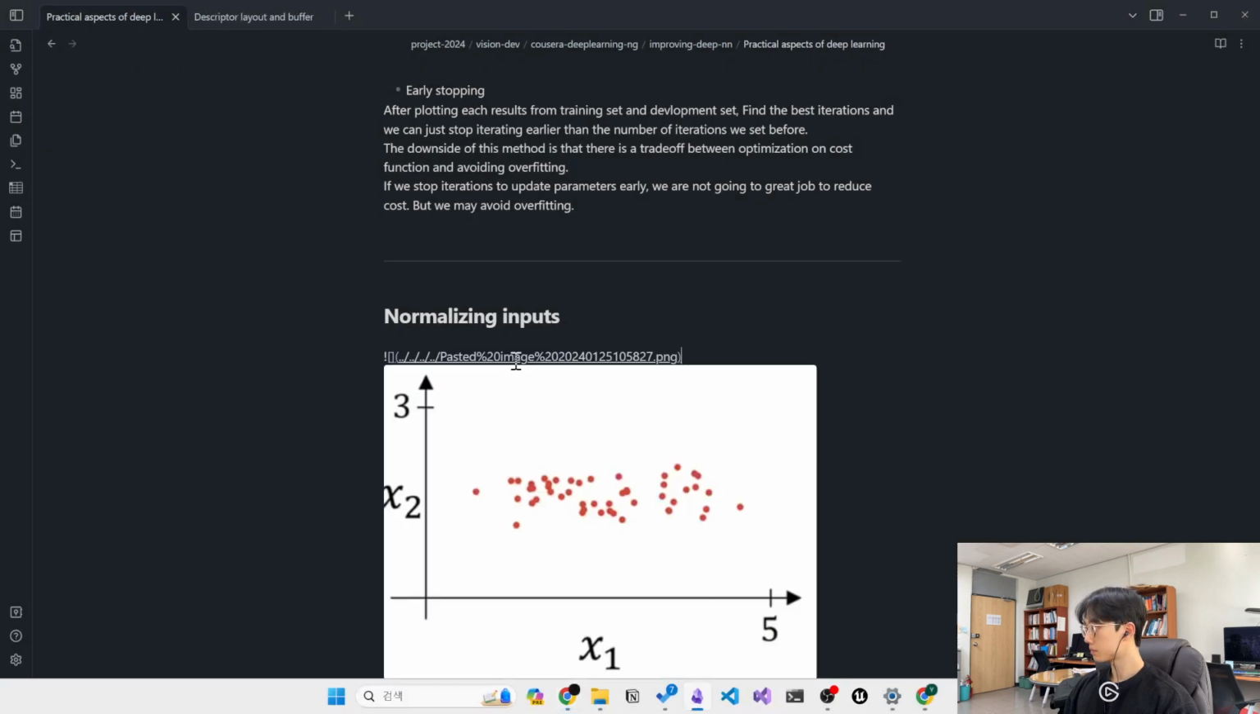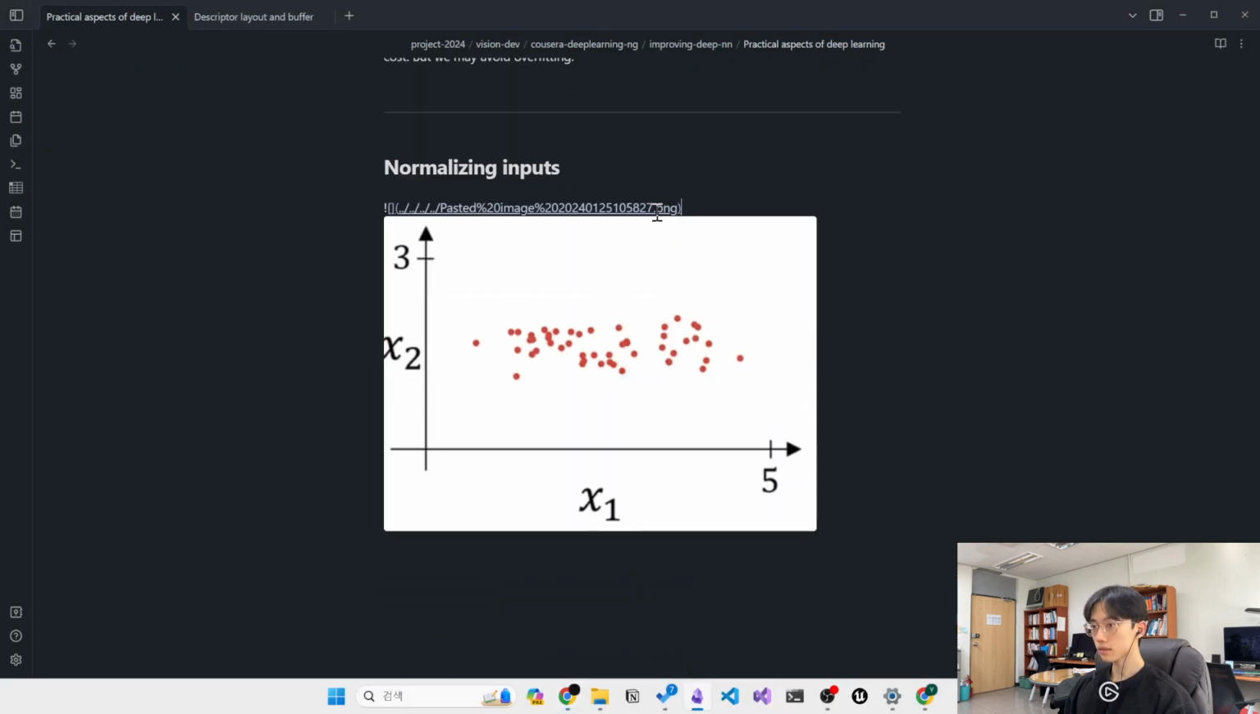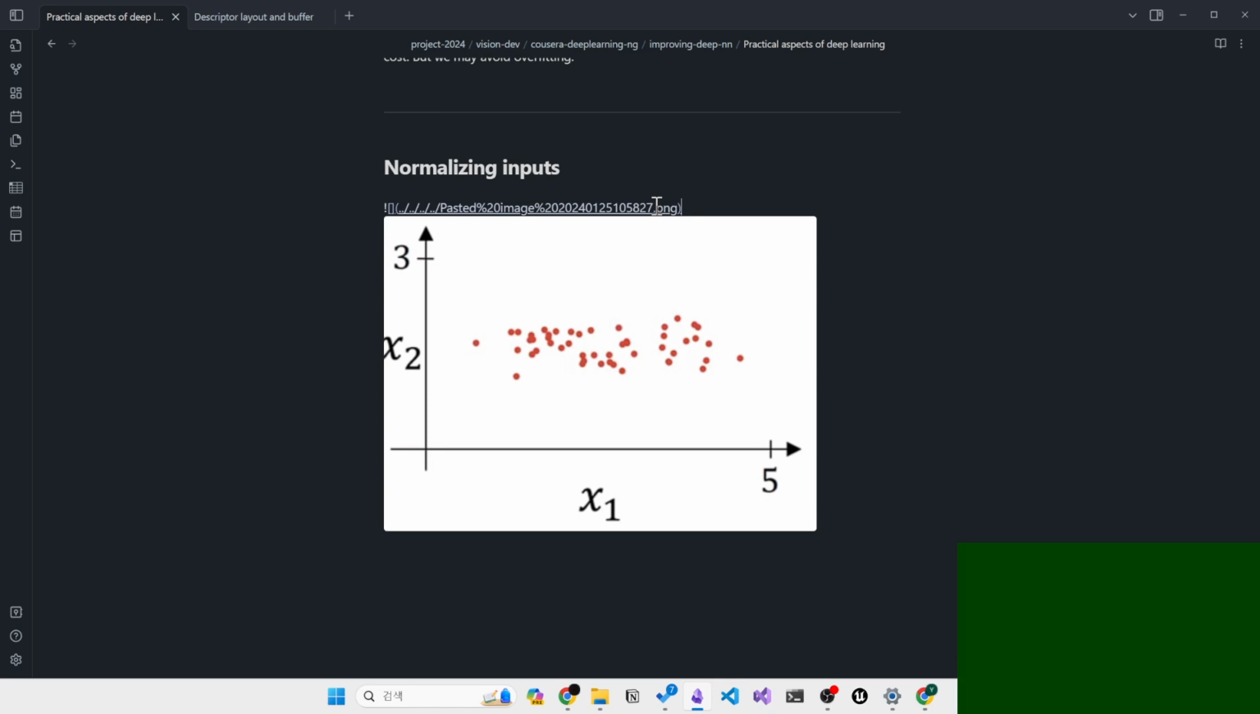Normalizing your inputs corresponds to two steps. The first is to subtract out or to zero out the mean. So you set mu equals 1 over m sum over i of x^(i). This is a vector, and then x gets set as x minus mu for every training example. So this means you just move the training set until it has zero mean.